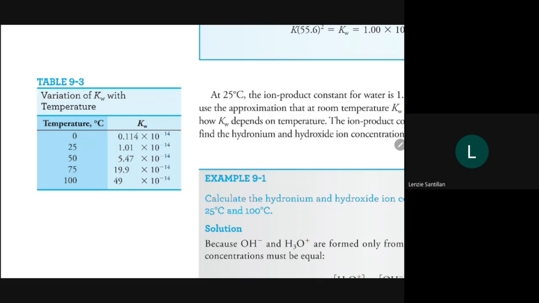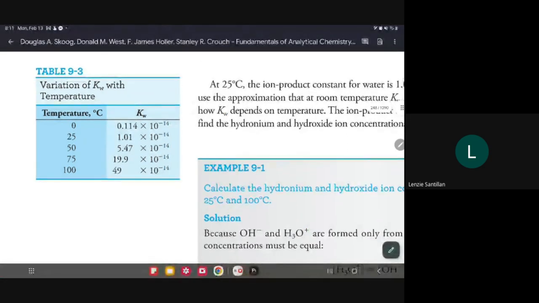Here's the explanation on this. Remember 25, guys, this is room temperature. This is where we exist, of course. The water you're holding now has a KW of 1.01 times 10 raised to negative 14. At 50, the KW is higher, going up as the temperature increases. At the boiling point of water, the KW is 49 times 10 raised to negative 14.